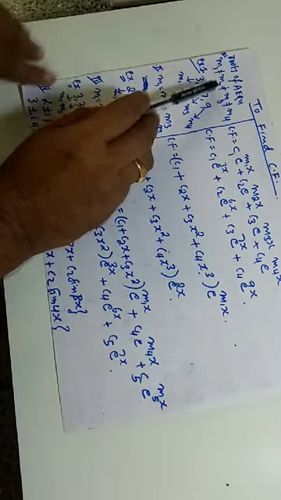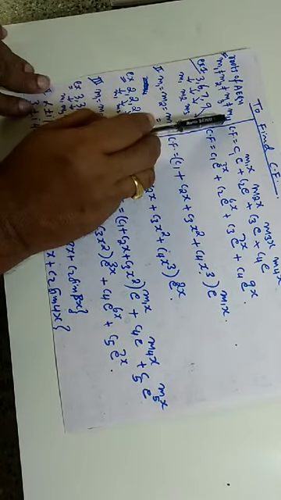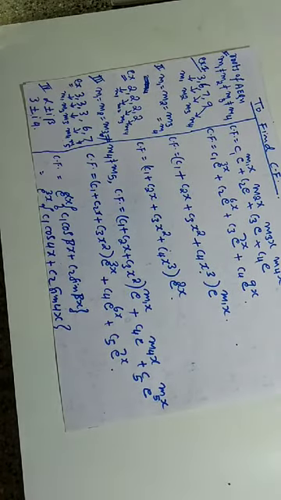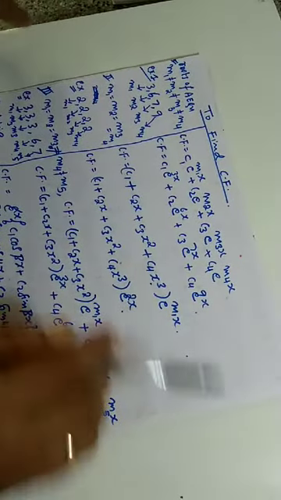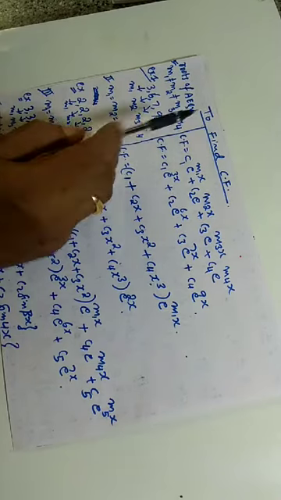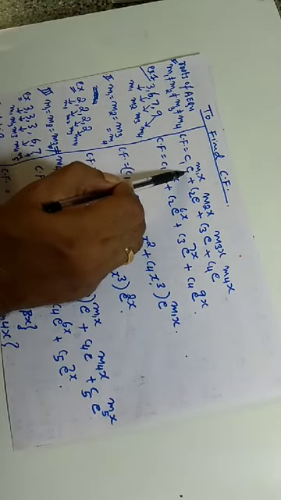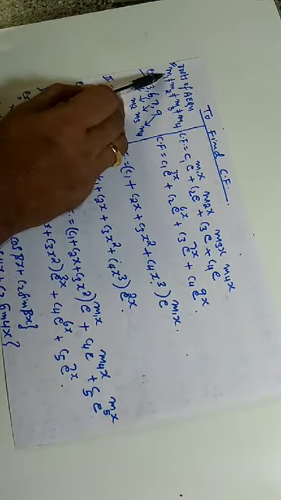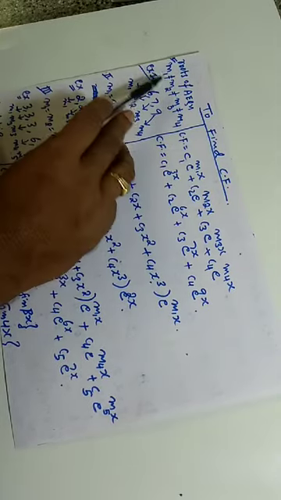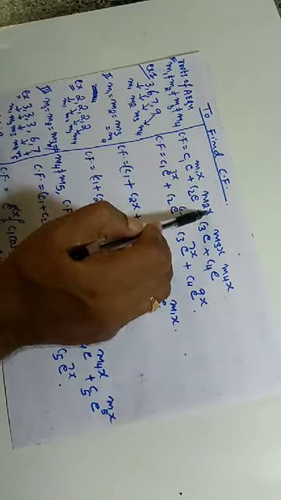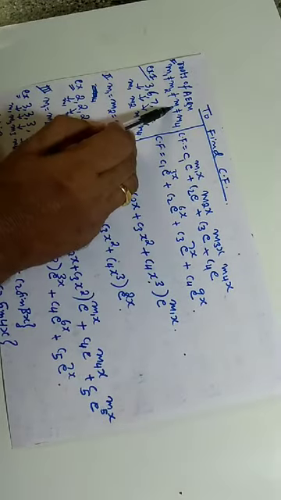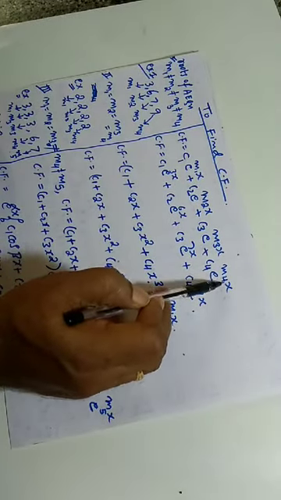Suppose there are say 4 roots m1, m2, m3, m4. Case 1: if all these roots m1, m2, m3, m4 are not equal, what is the complementary function? C1 into e to the power m1x, the first root, plus C2 into e to the power m2x, the second root, plus C3 into e to the power m3x, the third root, plus C4 into e to the power m4x.